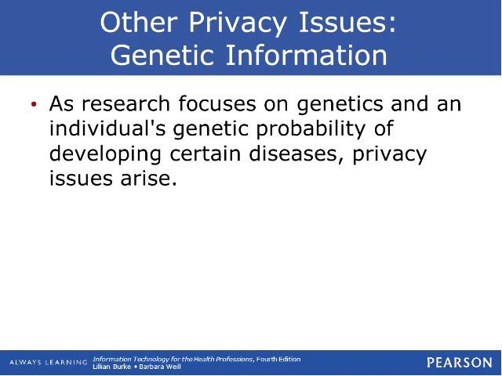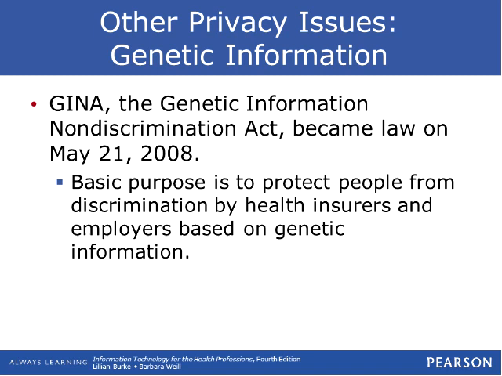Other privacy issues: genetic information. As research focuses on genetics, an individual's genetic probability of developing certain diseases, privacy issues arise. For instance, maybe insurance companies won't take a person on to insure them if they know they have a genetic issue, which may not show in a disease yet, but genetically predisposes them to certain diseases.